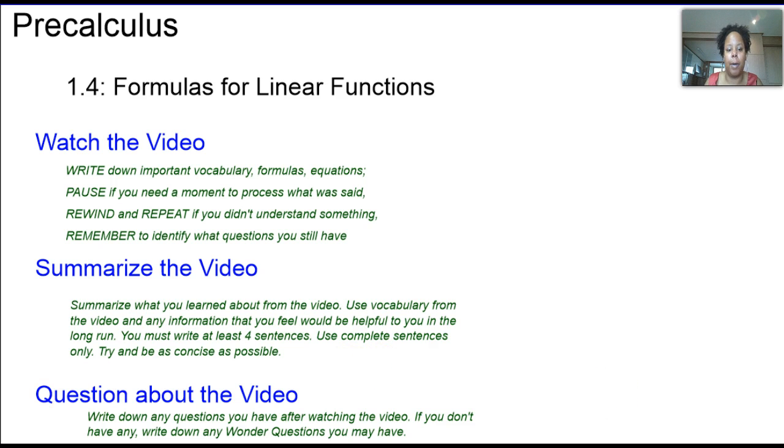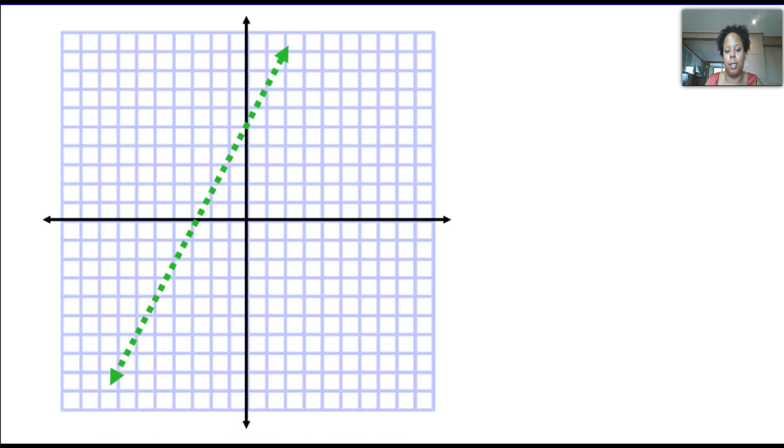So today we're going to talk about formulas for linear functions. From middle school, you already have a good idea about what a linear function is, so we don't have to spend a lot of time on that. But today we're going to talk about the different ways to represent a linear function. And before we can talk about that, the first thing we need to know are two very important components of every linear function, which can be indicated by their graph.